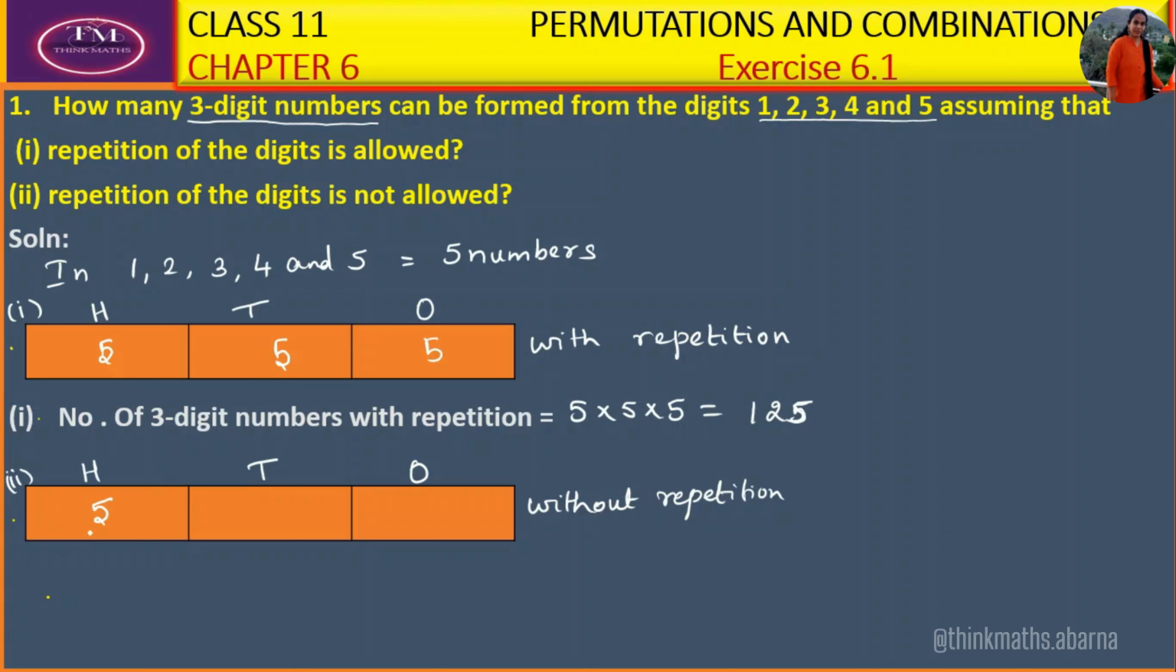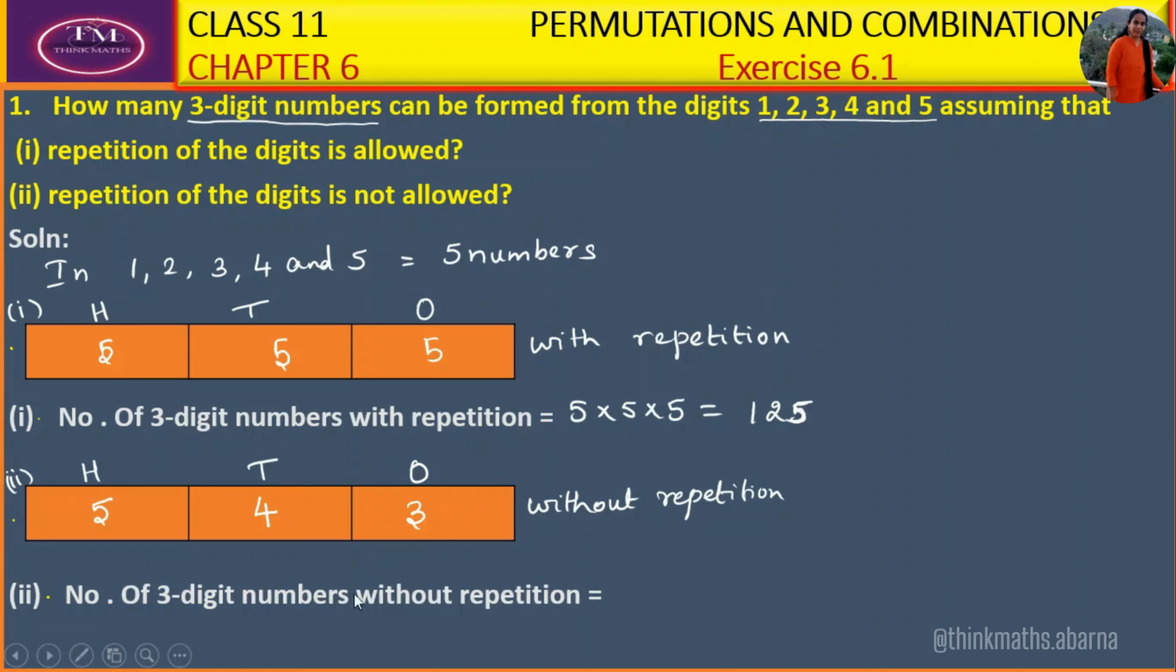I can fill any number here. As it is without repetition, I should not fill the number that is filled in the hundreds place in the tens place. So one number gets reduced, and I have only 4 options. Now what about the ones place? It is without repetition, so I should not fill the numbers filled in the hundreds place and tens place. So 2 options go out. 5 minus 2 is 3. So I have 5 options for the hundreds place, 4 options for the tens place and 3 options for the ones place.